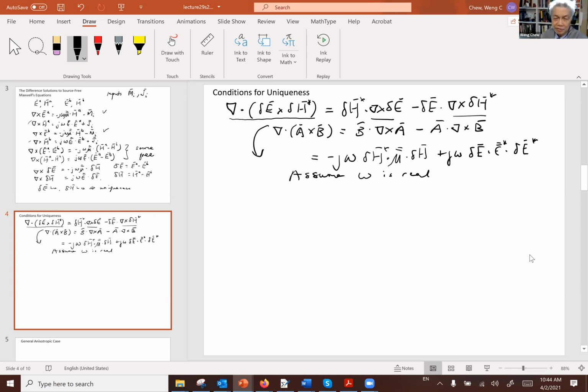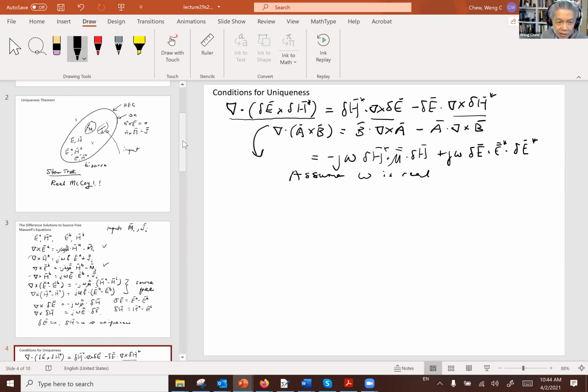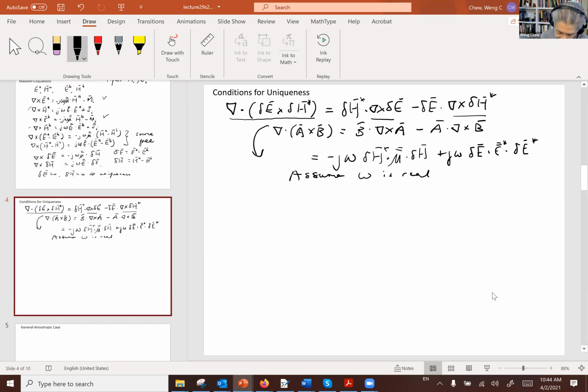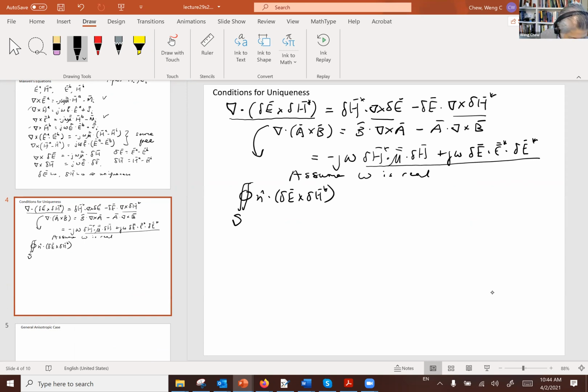So you use Gauss divergence theorem, integrate the left-hand side over a volume. That volume can be this volume that I'm talking about here. And then you would have it being converted into a surface integral of n dot delta E cross delta H star. Okay. And then the right-hand side will become a volume integral. This one becomes a volume integral. So I would have something that looks like a volume integral, okay, with the difference of these two terms.